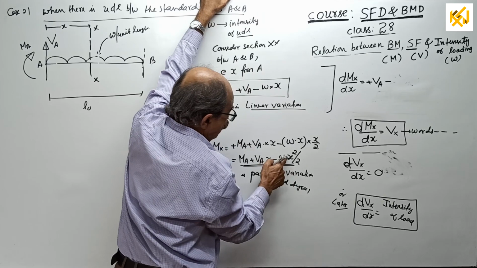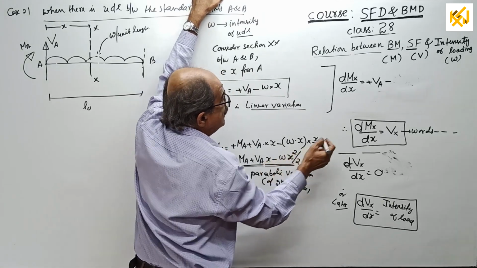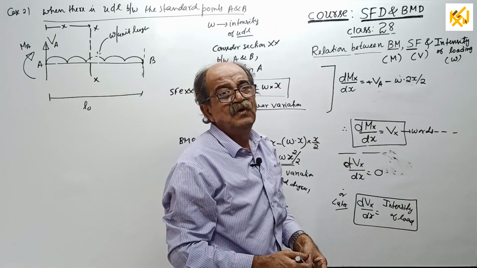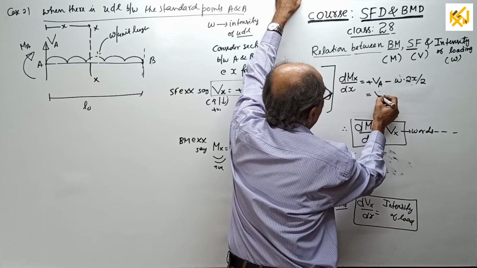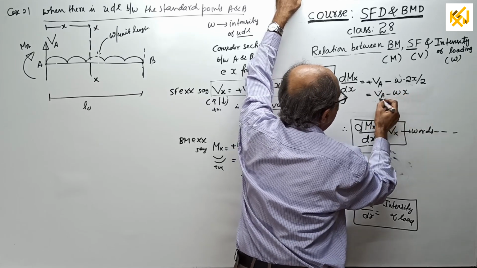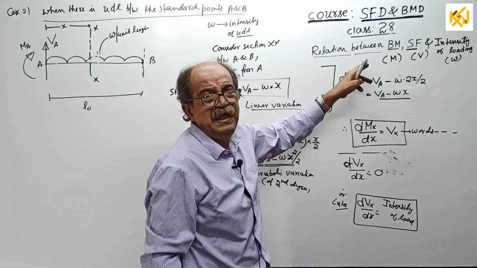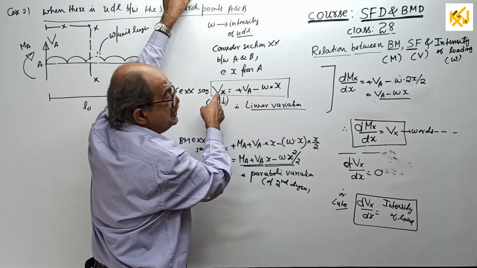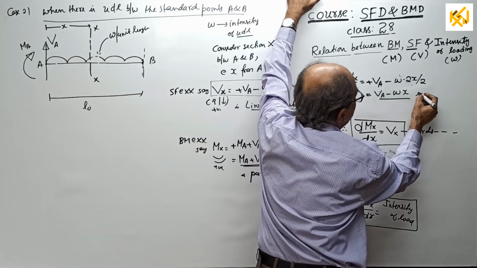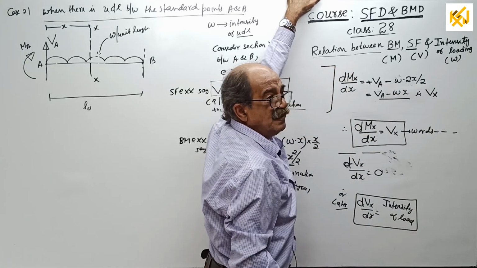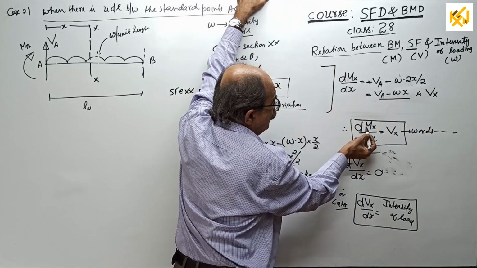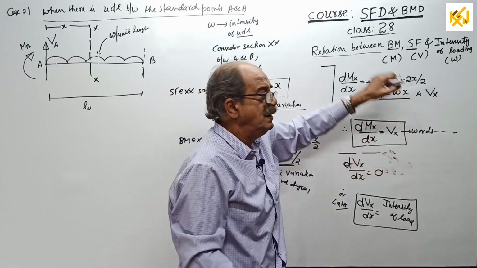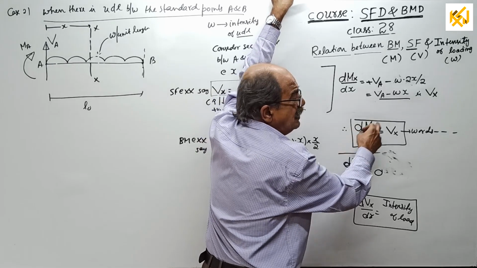minus wx square by 2. When you differentiate, it becomes w into 2x divided by 2. I cannot explain further for differentiation. This will become VA minus w into x, which is dMx by dx. Now observe, VA minus wx is nothing but shear force only. That is nothing but Vx only. So once again you got differentiation of bending moment with respect to x will give shear force. Words you can write: rate of change of bending moment is shear force.